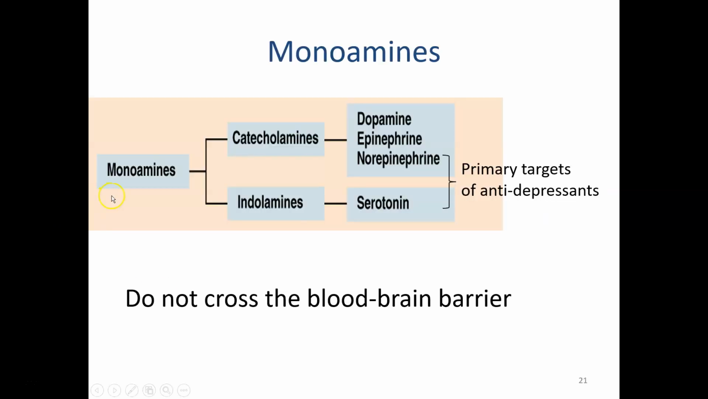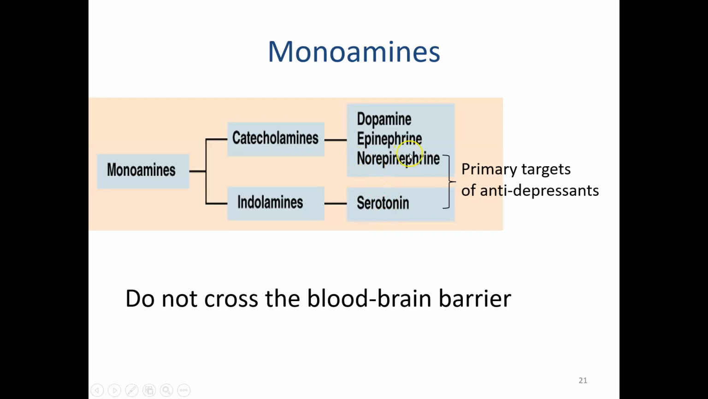So now we're going to start by talking about some of the biology of these affective disorders. Just a reminder, when we talk about these monoamines, we have a few different types. We have our catecholamines, which are called that because they're made up of a catechol ring and an amine group. That includes dopamine, epinephrine, and norepinephrine. And then we have our indolamine, which is serotonin.